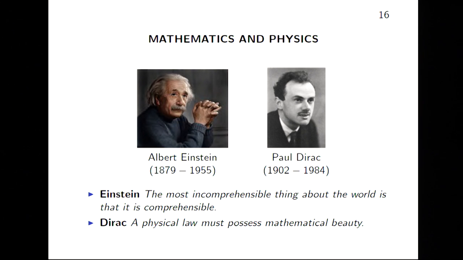Two famous, Albert Einstein and Paul Dirac. Einstein is an old man, Dirac is a young man. Einstein said, the most incomprehensible thing about the world is that it is comprehensible. Einstein was the master of sound bites. He was always bothered by the press. He had a nice line for them all. Dirac was a man of few words. He just said, a physical law must possess mathematical beauty.